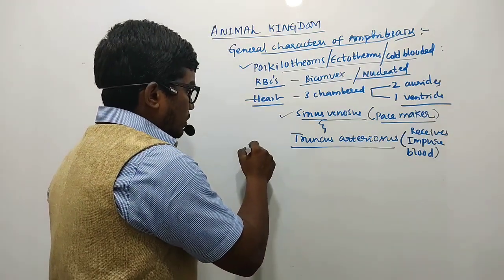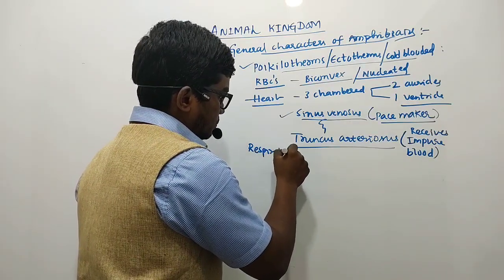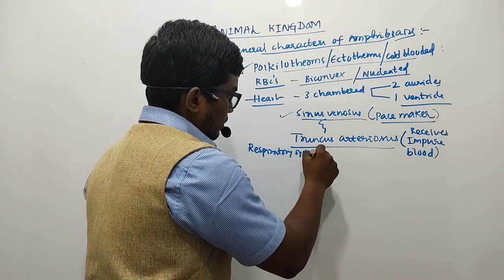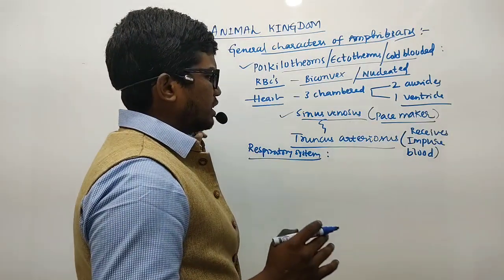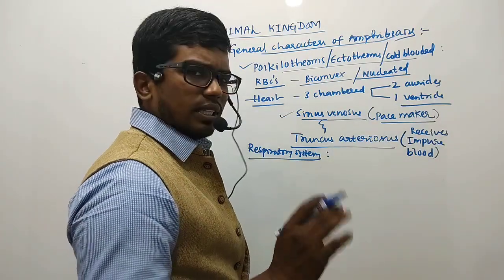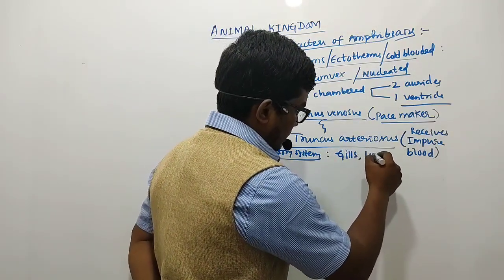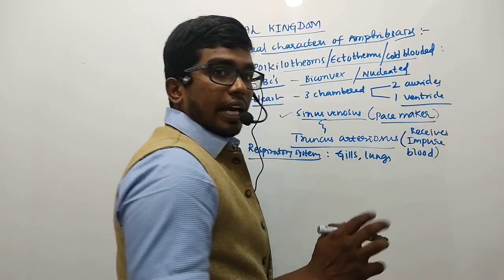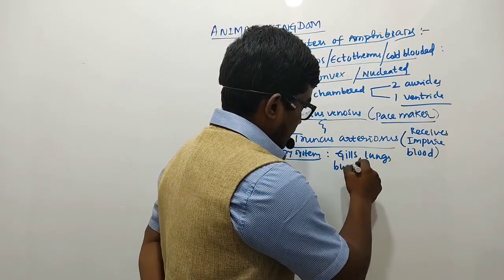Next, moving on to their respiratory system. It is very much different when compared to other organisms. They may have gills as their respiratory organs, or lungs. And further, it can also be the buccopharyngeal region.